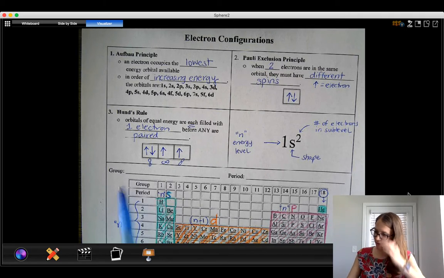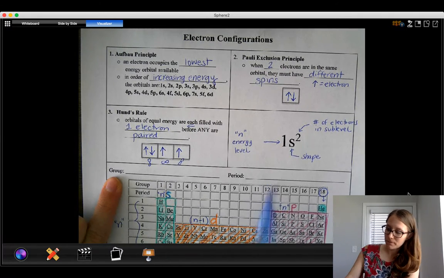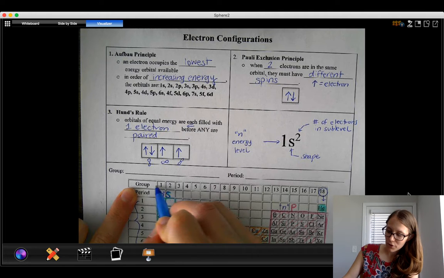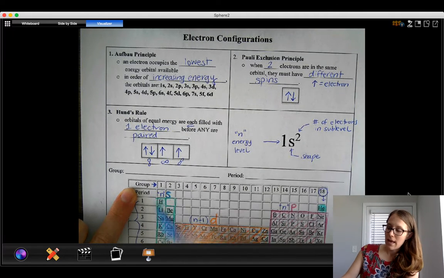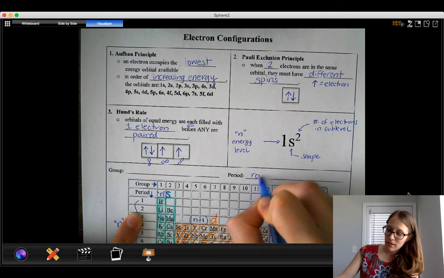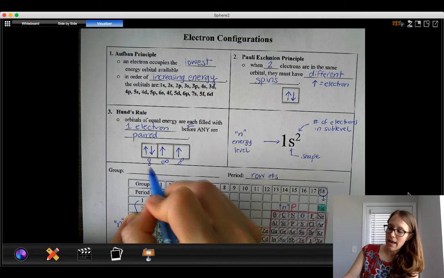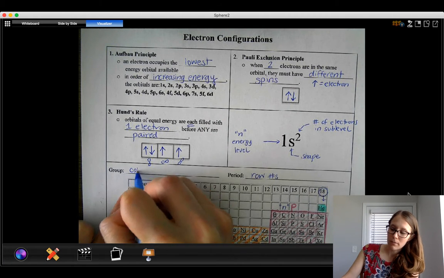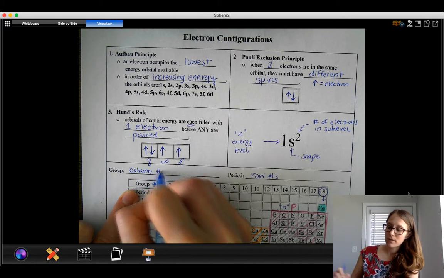I just noticed I didn't fill in these group numbers across the top, and period numbers going down. So period is row numbers and group is column numbers. I'm just going to fill those in.